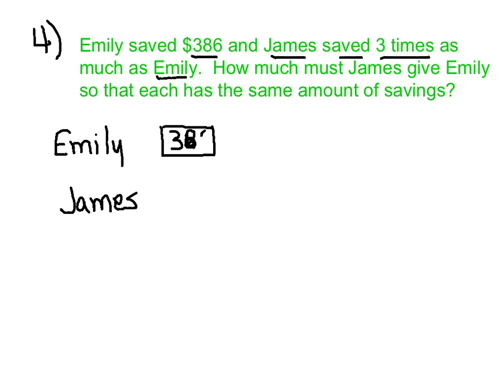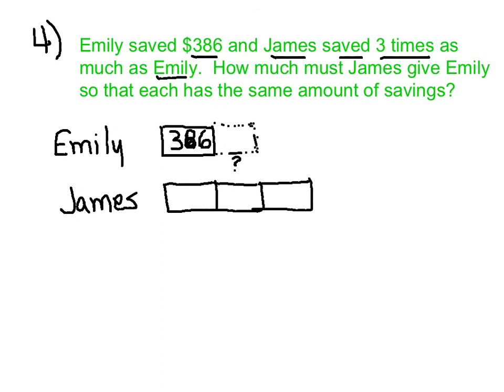Oops, $386. And James saved 3 times as much. So James saved 3 times as much as Emily. 1, 2 times as much, 3 times as much. How much must James give Emily so that each has the same amount of savings? So I want Emily to end up here. So the question is, what would get them to there? And what would get them to the same amount?